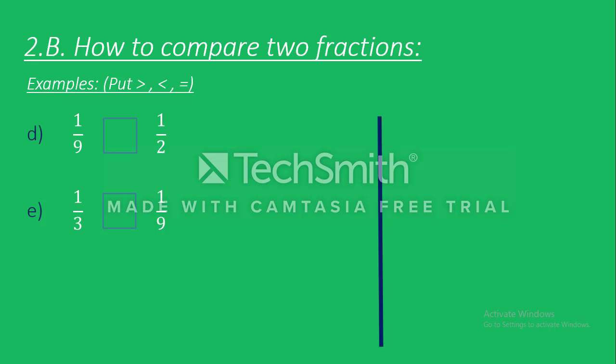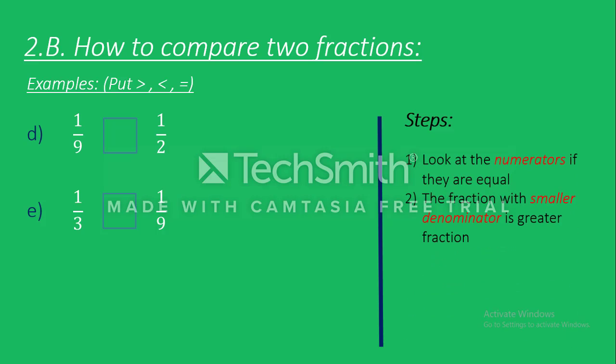Excellent. If you see that, you are an excellent student. Let's see our new steps. Look at the numerators. If they are equal, then the fraction with the smaller denominator is the greater fraction. Again, it's a crazy one, I know. Let's rephrase it. When the denominator gets smaller, the fraction gets bigger.